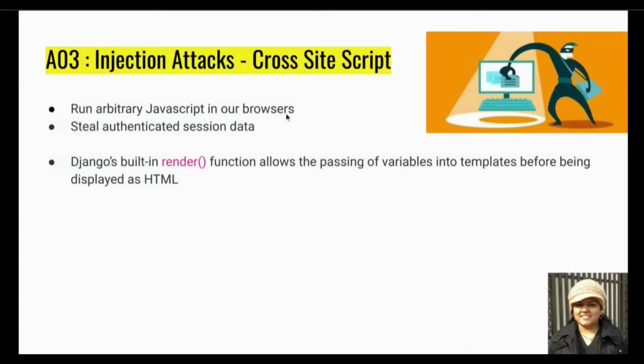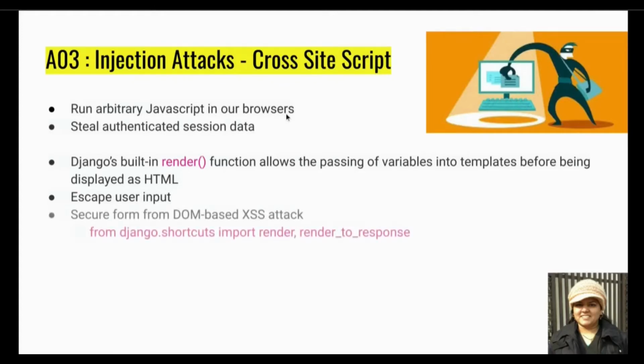Django has a built-in render function that allows passing variables into templates before being displayed as HTML. This way, Django protects all the variables in a template with HTML encoding by default. Generally, the most important way to mitigate cross-site scripting is to prevent unescaped user input from making it into your application's rendered HTML. The templating system facilitates that by automatically escaping all variable values. If you don't want to escape something, you have to explicitly tell Django not to escape it.